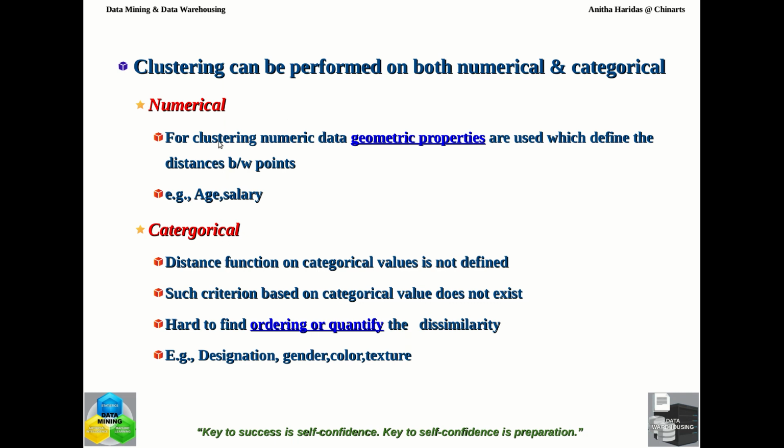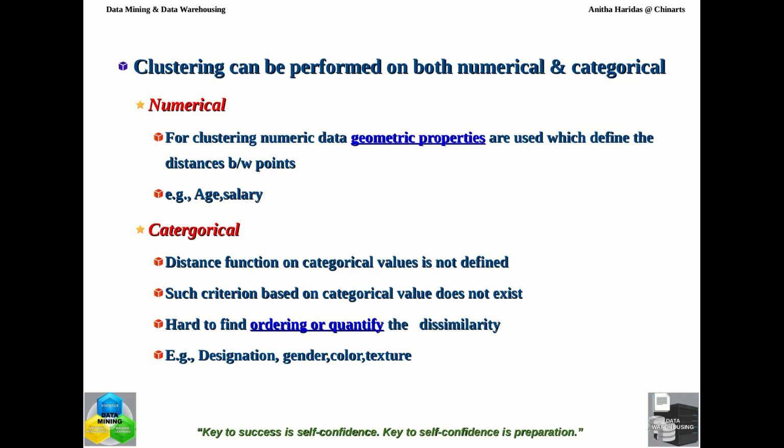But if I am using the numerical attribute for clustering the numerical data, geometric properties can be used, and these geometric properties will be using the distance value between the points. So you can easily calculate the distance between point 1 and point 2. Or let me put it this way, you can calculate the distance between the age of the first customer and the age of the second customer.